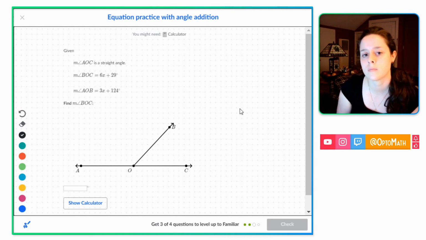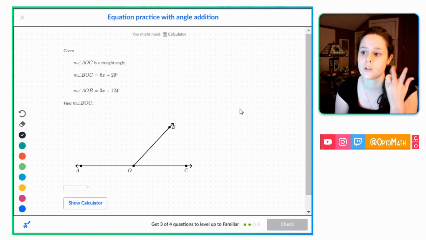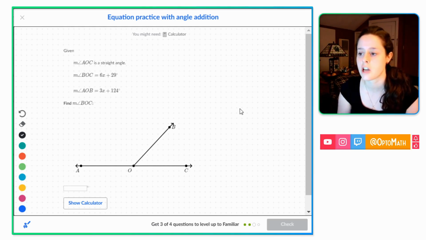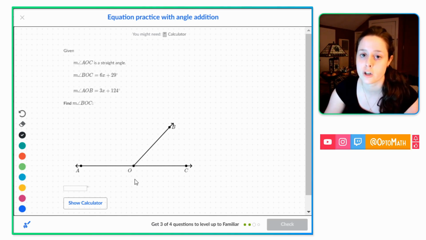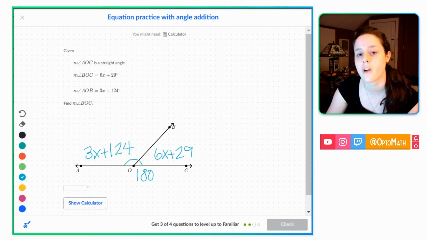Let's do this one last one because this gives us a straight angle. So we've done an angle that's neither right nor straight, a right angle, and now we'll have a straight angle. So we'll have one of each type here. It says the measure of angle AOC is a straight angle. So that means that the measure of angle AOC is 180 degrees. So that's our first piece of given info. Now we have all of our given info in our picture.